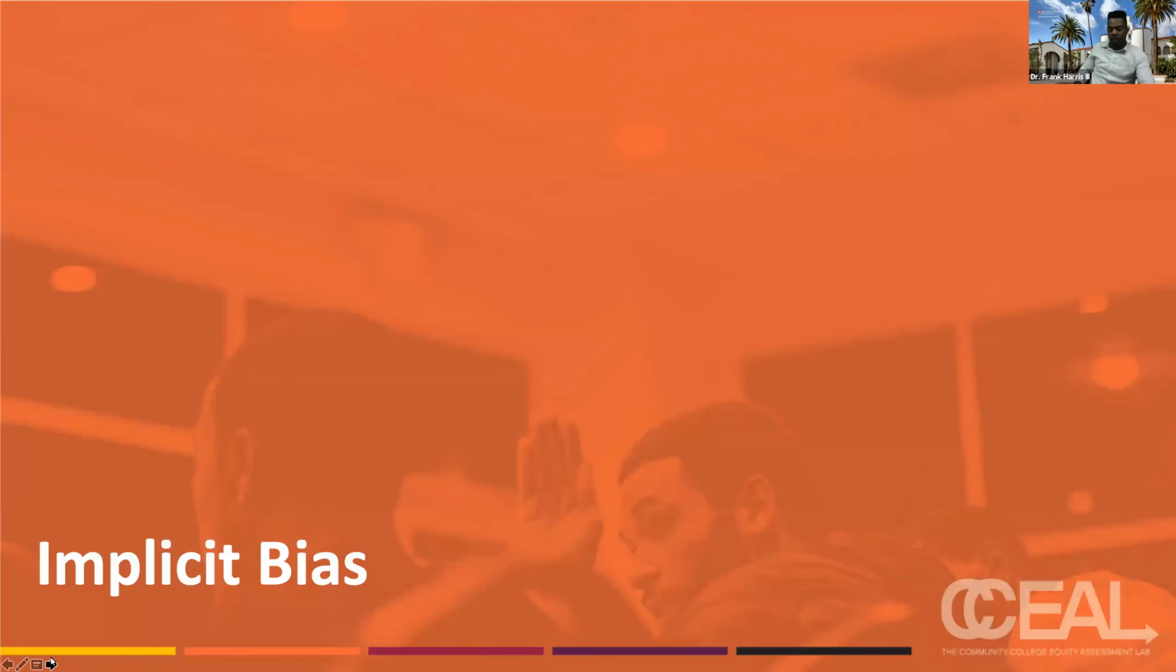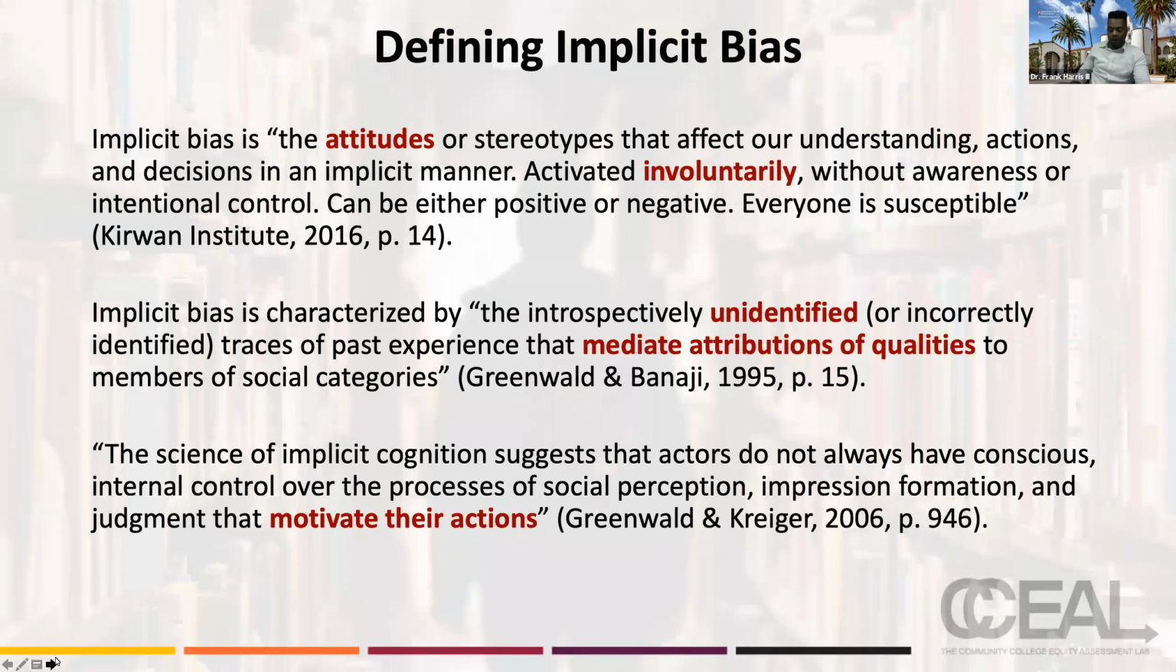Okay, so before we get directly into racial microaggressions, we're going to first talk about implicit bias. And it's important to talk about implicit bias because implicit bias is actually the root of microaggressions. So what we have here are three somewhat similar but different definitions of implicit bias. Now, I'm not going to read each of them to you, but I do want to highlight some cross-cutting themes in each of these definitions.